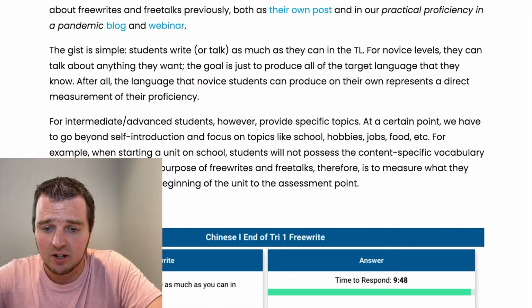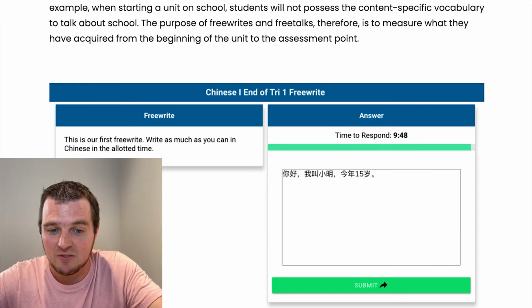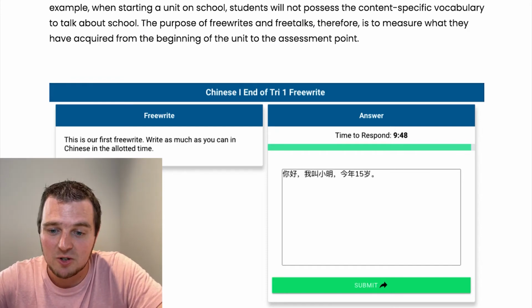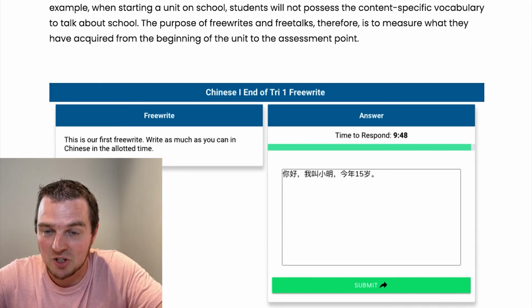So the example I have here in our blog, this is a very basic novice free write for my level 1s. This is our first free write. Write as much as you can in Chinese. Introduce yourself, say your name, your nationality. That's what I hope they can do at this point, right? How much can they say?